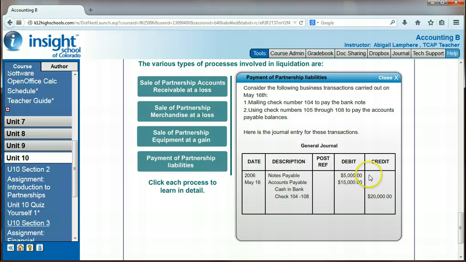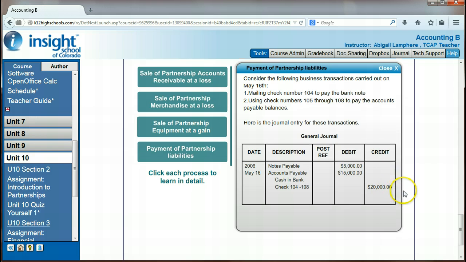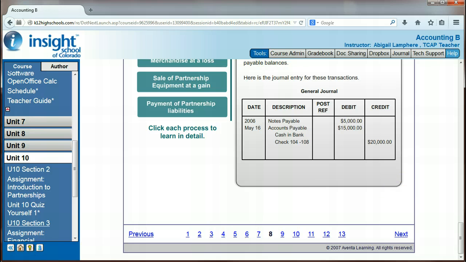We paid off our notes payable with $5,000. We paid off our accounts payable of $15,000. So we debit those liability accounts to show that they're decreasing. We're decreasing what we owe. And then cash in bank, we also decreased cash in bank. So we credited cash in bank because we paid $20,000. So that's what those journal entries look like.